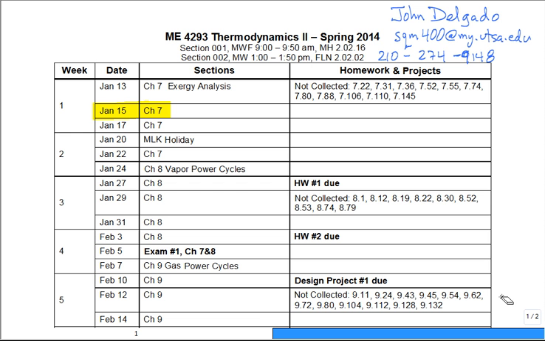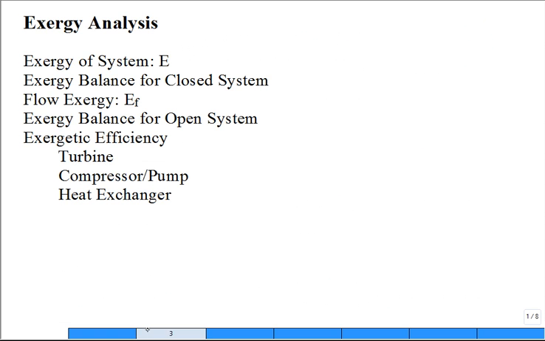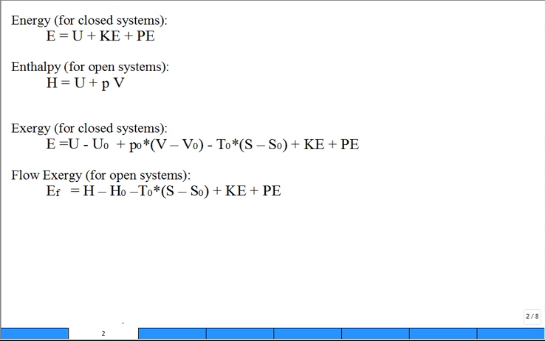We're in chapter 7. Let's take a look at chapter 7. Today we'll talk more about the exergy, how to calculate the property exergy, and we'll establish the exergy balance for a closed system. Here are the main equations. I showed them last time.